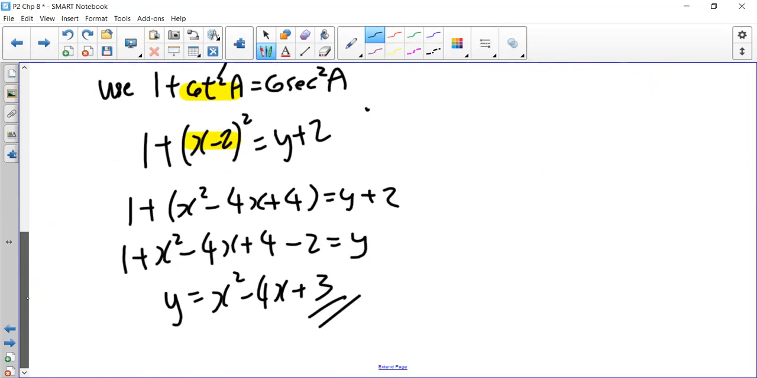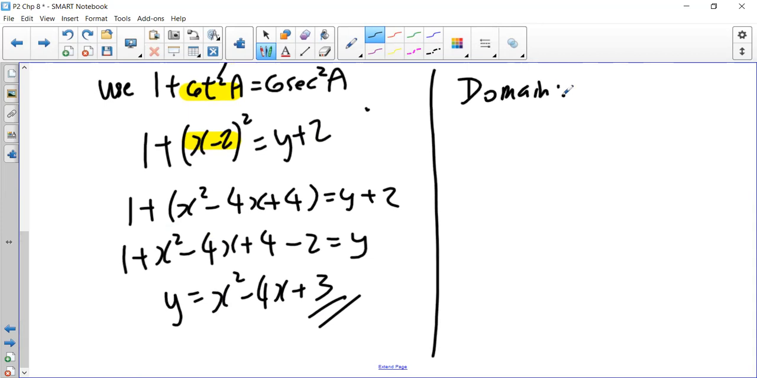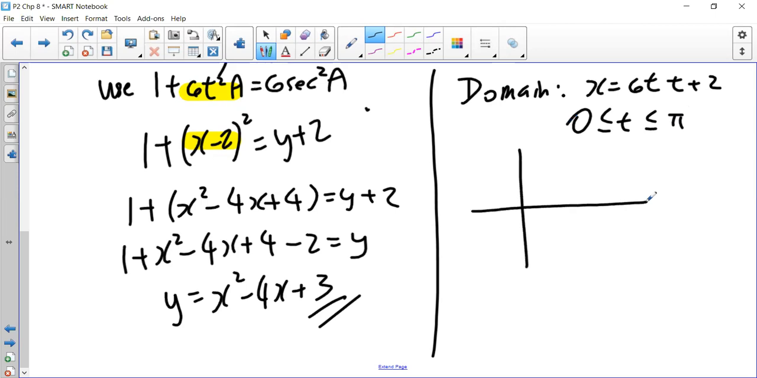Okay. Next one, domain. To find the domain, I'm going to use the x equation. The x equation given to me this time is x equals cot t plus 2, and t was given between 0 and pi. So for cot t, you have to recall the cot t graph. So the cot t graph is this, between 0 and pi. So that's the graph.